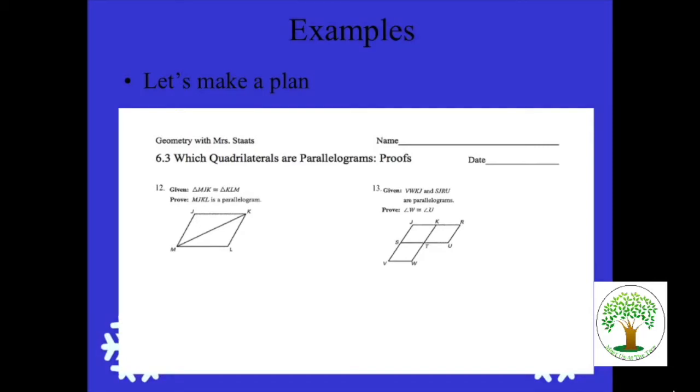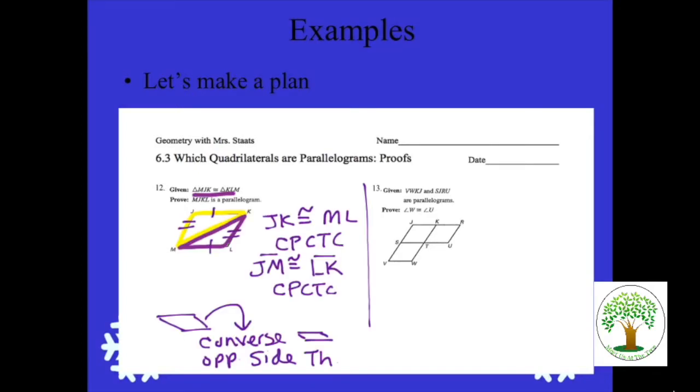All right. It says here that we have 2 triangles that are congruent. I am going to just make them in 2 different colors. Now they're giving us 2 parallelograms. I'm going to highlight them. Here's a parallelogram.